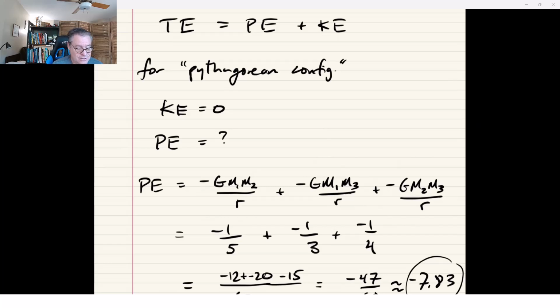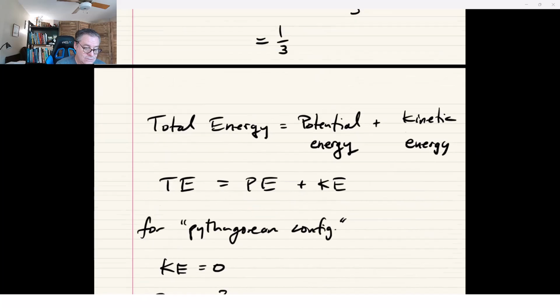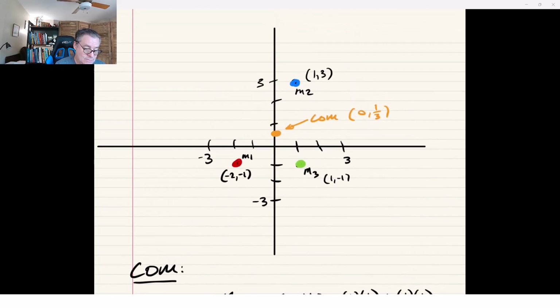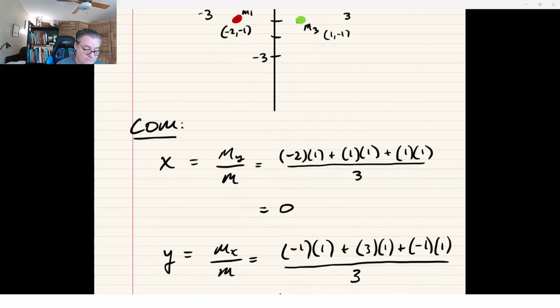In the initial conditions, the distance between mass 1 and 2, that's the hypotenuse of this triangle. That distance is 5. The distance between mass 1 and 3, that distance is 3. And the distance here, it's 4. So the distance between mass 2 and 3 is 4.